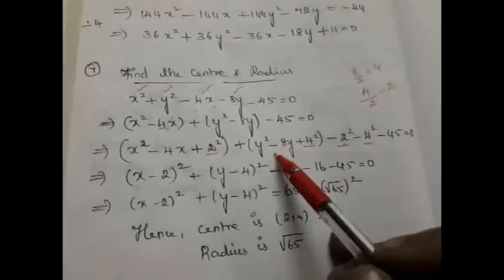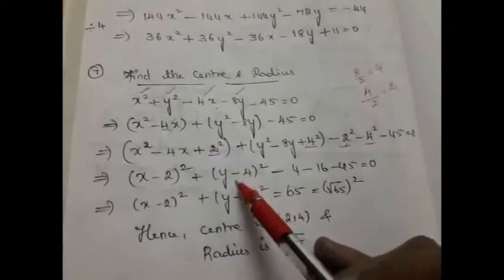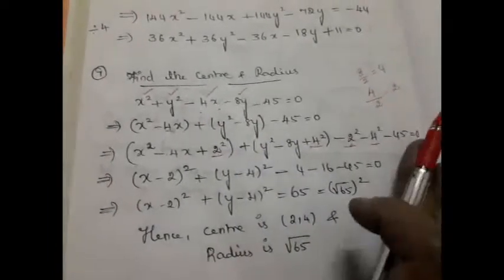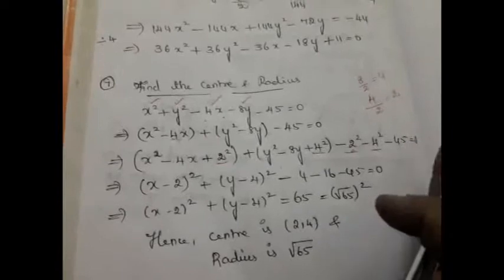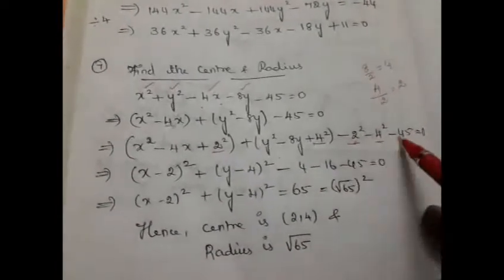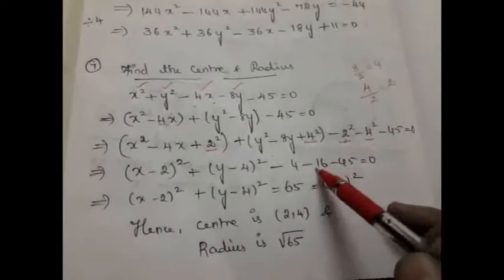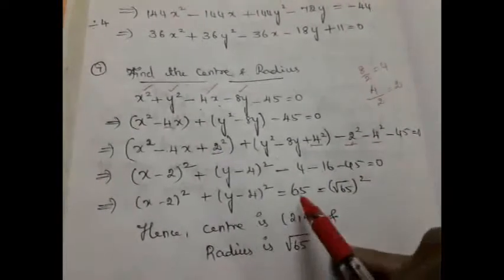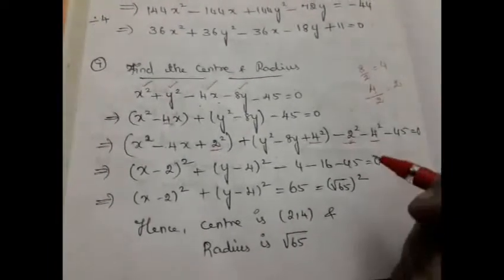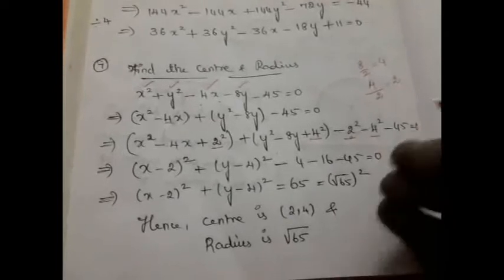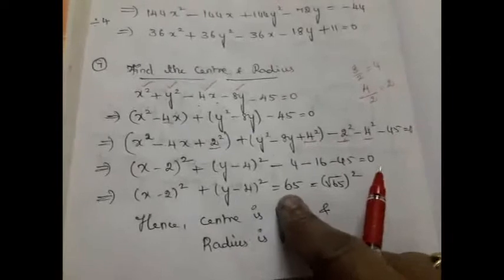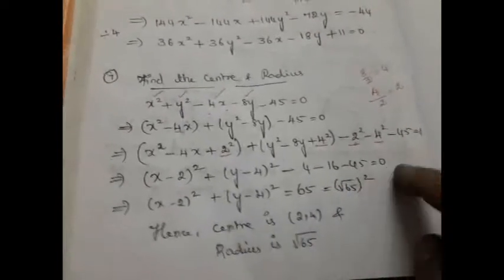Suppose if the middle term is plus, here it will become y plus 4 the whole square, but the procedure is same. You have to add and subtract the square of half the coefficient of x only. So after this, you have to simplify this. 2 square is 4, 4 square is 16, and if you simplify we get 65. But 65 is not a perfect square, and to express it in the standard form we need it as a whole square. Then only we can write what our radius is. So we can write 65 as square root of 65 the whole square.